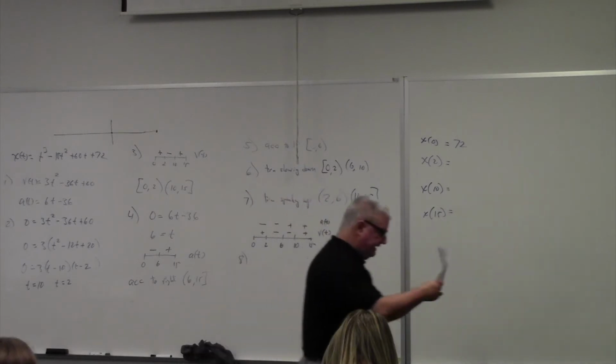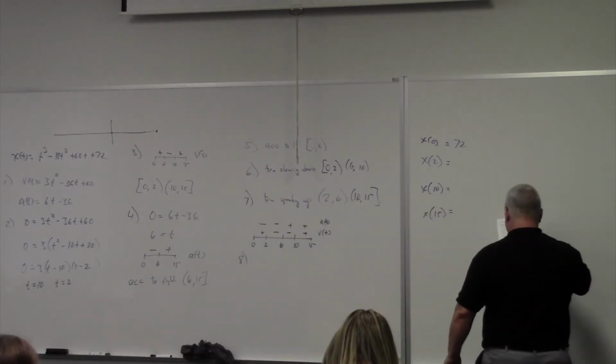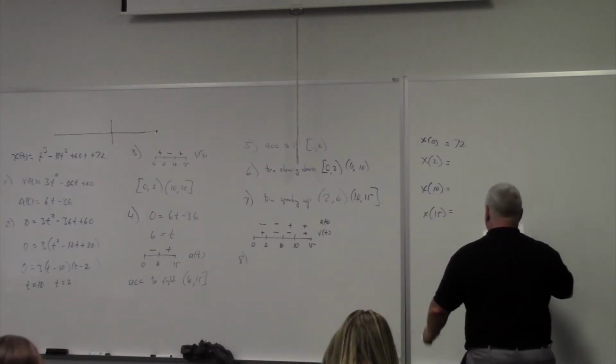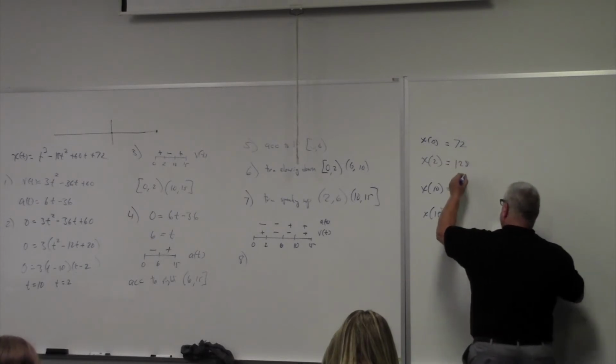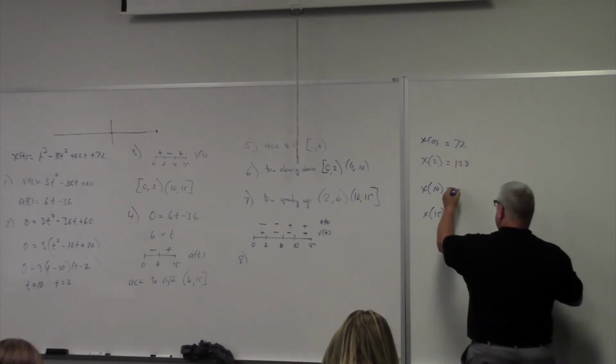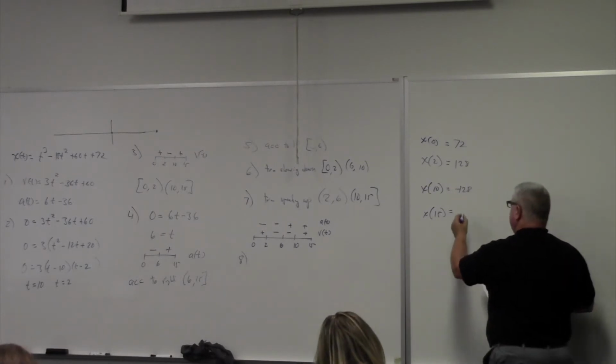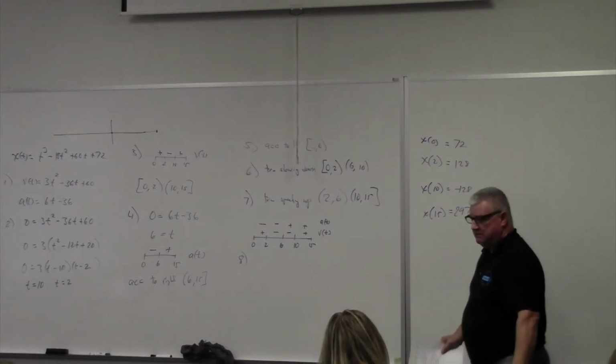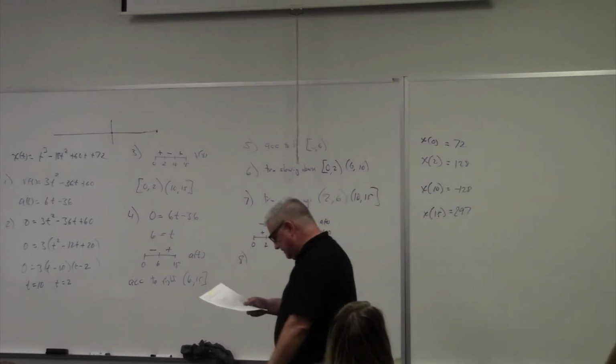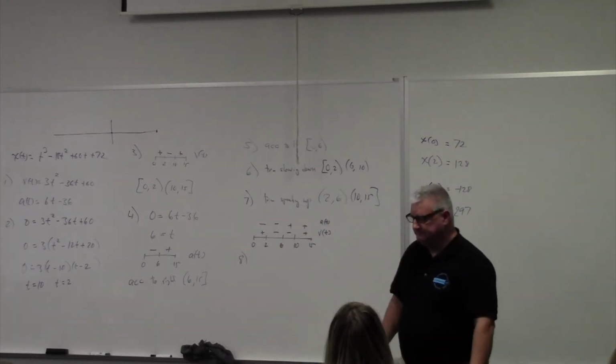Okay. All right, then x of 2 is 128. X of 10 is negative 128. And then x of 15 is 297. Anybody got those? Verification. All right, so what are we going to do with them now?